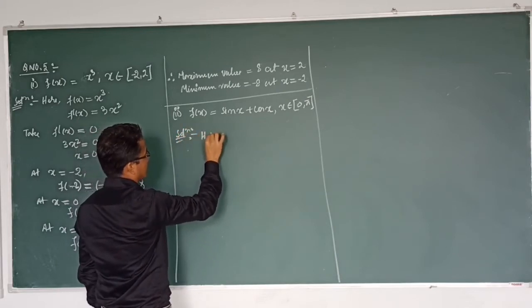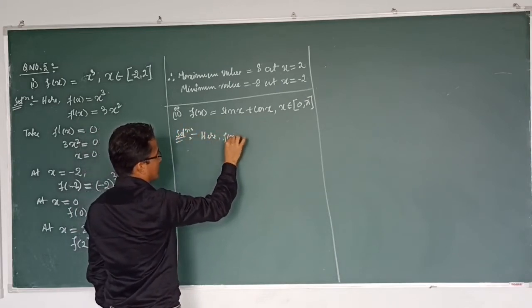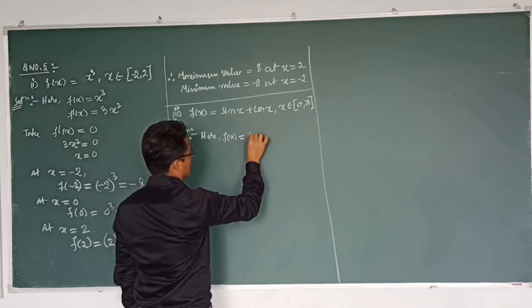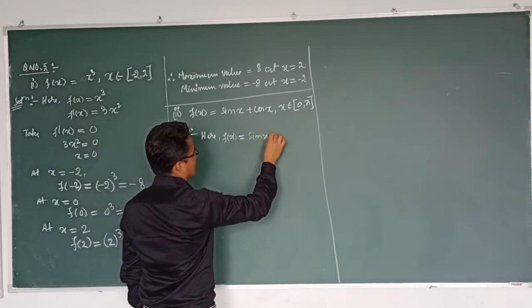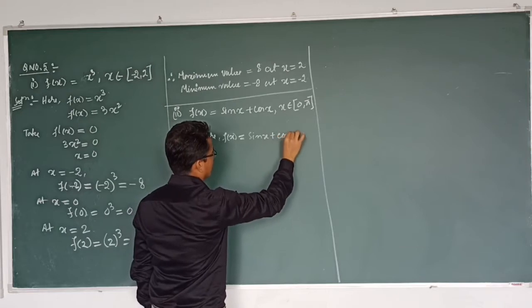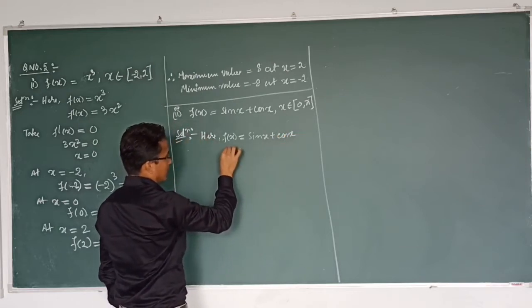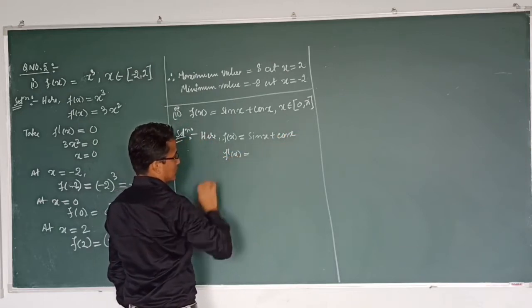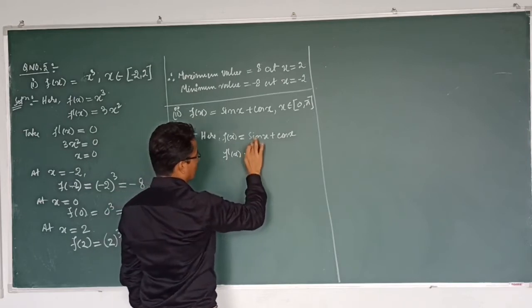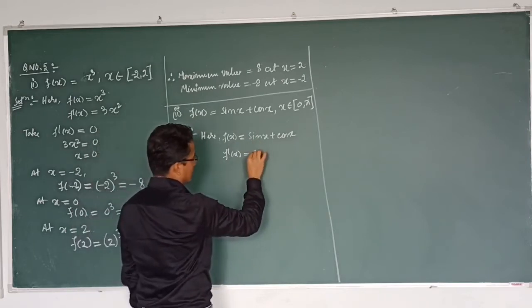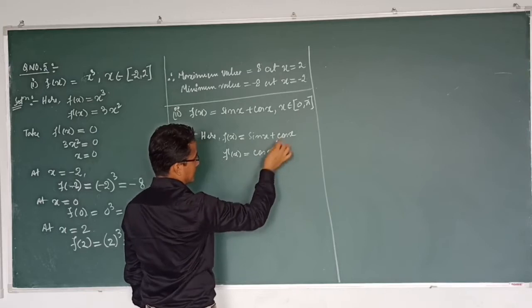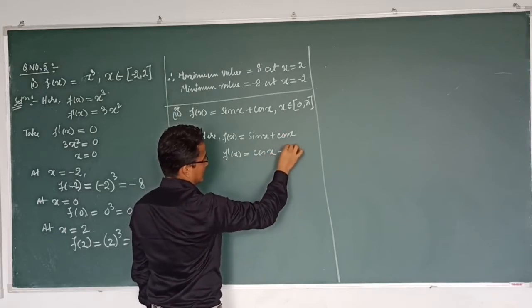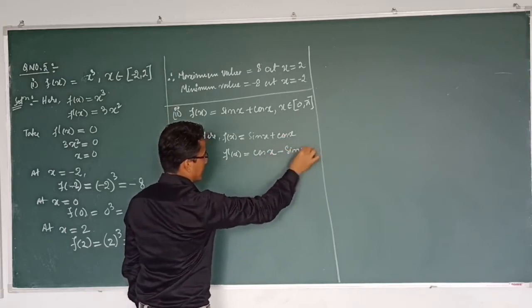Here we take the function f(x) = sin x + cos x. This is our function. Then f'(x) is equal to d/dx of sin x, which is cos x, plus d/dx of cos x, which is minus sin x.